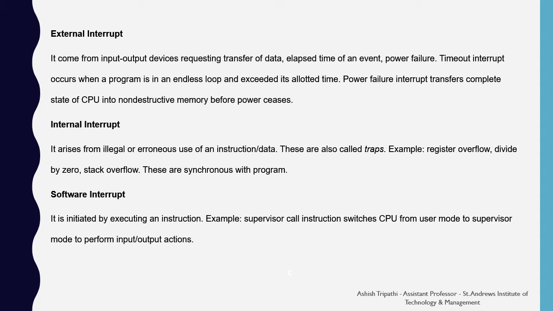Internal interrupt. It arises from illegal or erroneous use of an instruction or data. These are also called the traps. Example: register overflow, divide by zero, stack overflow, etc. These are synchronous with the program. So, what is an internal interrupt?